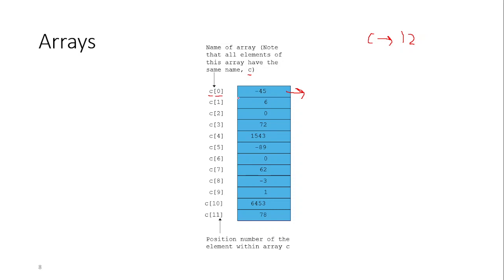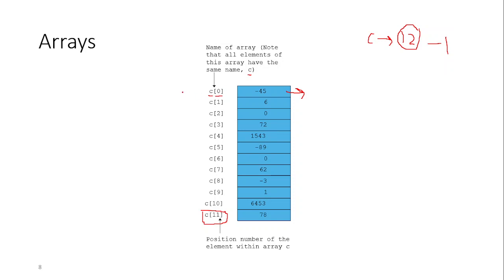The second one is 1, then 2, 3, 4, and the final position is the size of the array minus 1, or the length of the array minus 1. This is a 12 element array, so the final element will be at index 11. And these are all contiguous inside your random access memory.